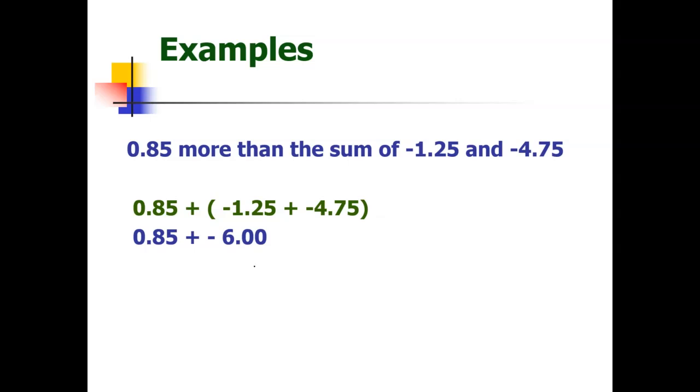Now I have 0.85 and a negative number, one positive and one negative number. You want to subtract. Subtracting 6 take away 0.85 should give you 5.15. The answer will stay negative because 6, in terms of absolute value, is a bigger number.